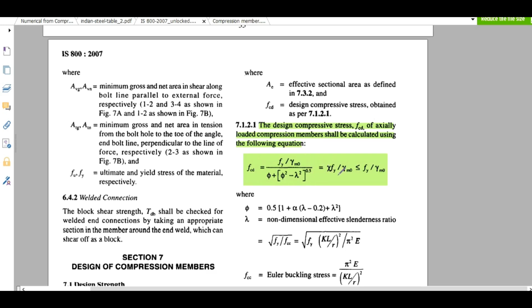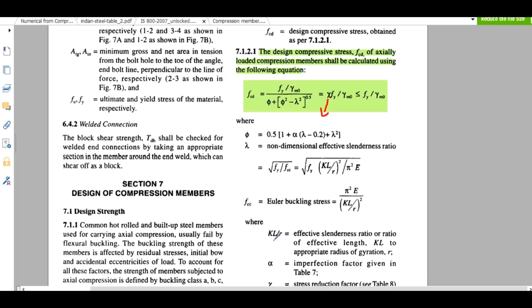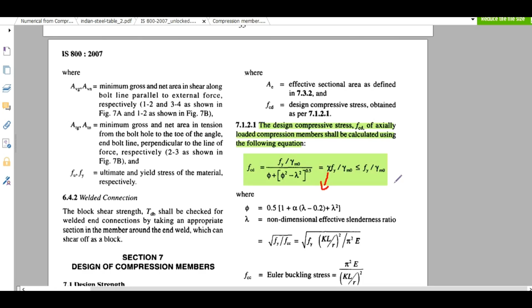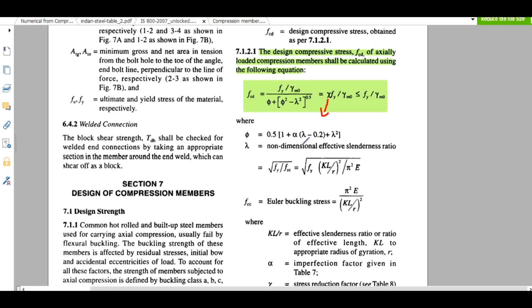Okay, equal to this equation. So this is nothing but the stress reduction factor, which is mentioned here. You can see this is the stress reduction factor. To find this FCD, you can use this equation, or this equation, or you can use the graphical method.